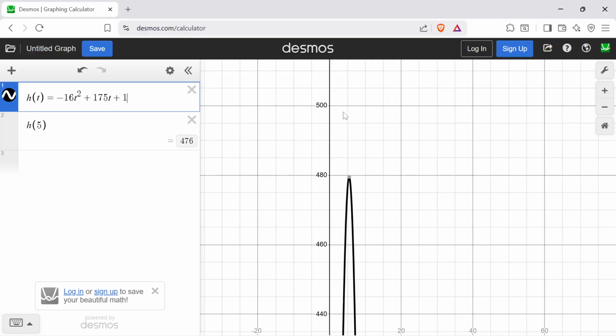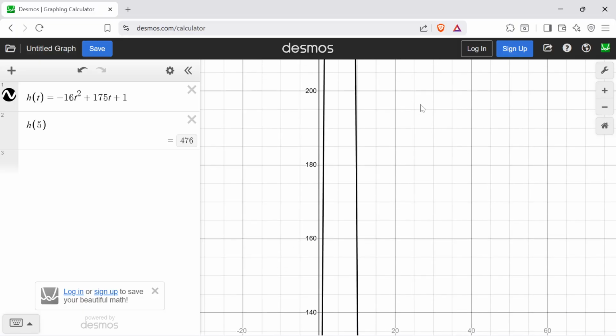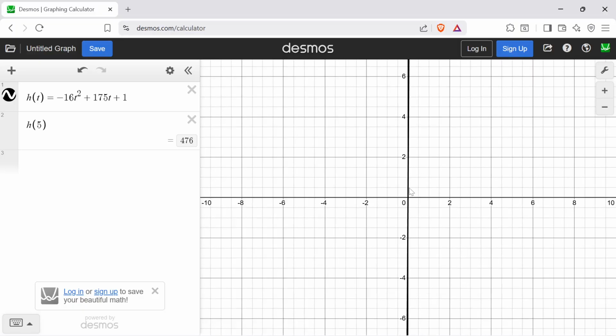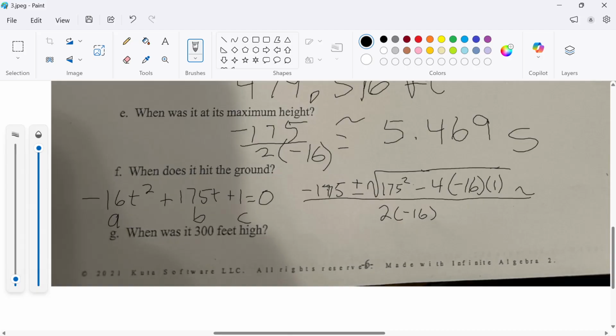I would plug that in, and I'm just going to look at where it crosses the x-axis here, and I'll plug it in just to show that it's right. It's going to be at negative 0.006 seconds. Well, you can't be at negative 0.006 seconds. That's before launch. Or 10.943 seconds, approximately.